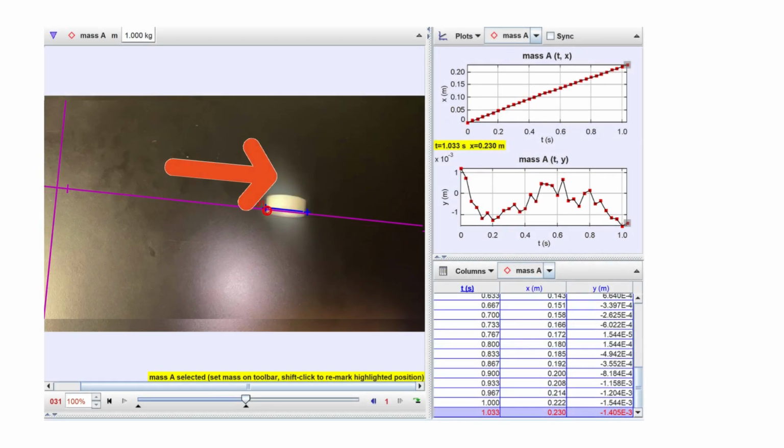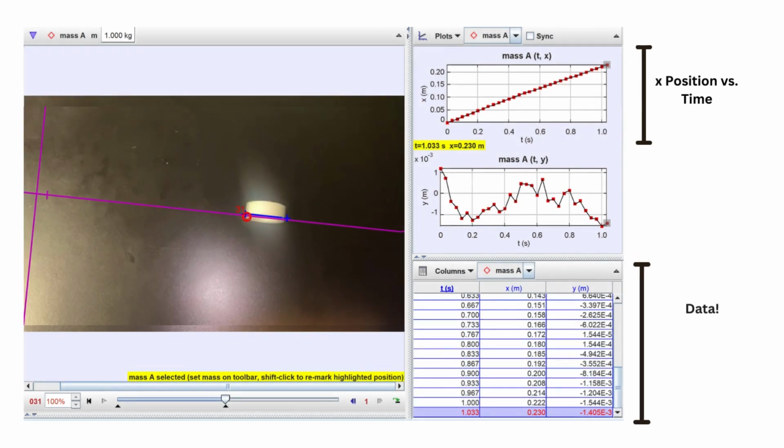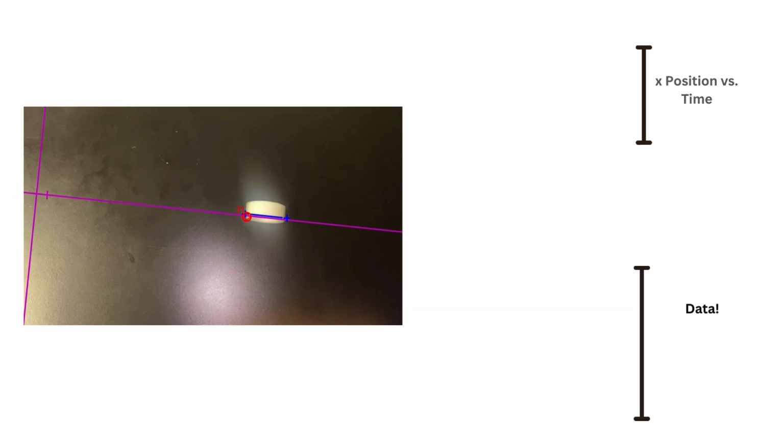I recorded a roll of tape spinning across a table. I then exported my video to Tracker, rotating the axis so that the tape rolled in the positive x direction. I was then able to get an observed position versus time graph and the relevant data from Tracker and exported it to an Excel file.